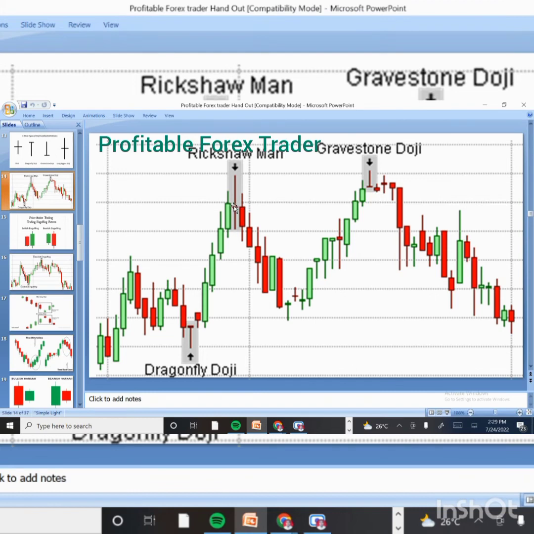The price opened here. The sellers came in, pushed the price down. The buyers came in again and pushed the price up, but they could not move further than this. It came down. The sellers pushed the price down again, and then it closed where it opened. So you can see that they were not stronger at this point. They were indecisive at this point. All right, then the sellers took over the market and pushed the price down.